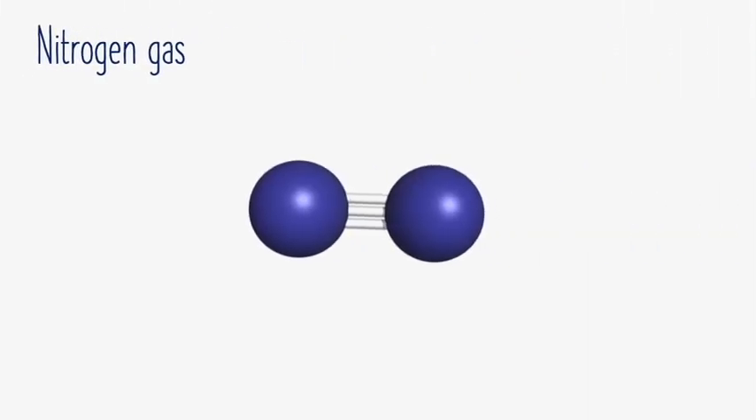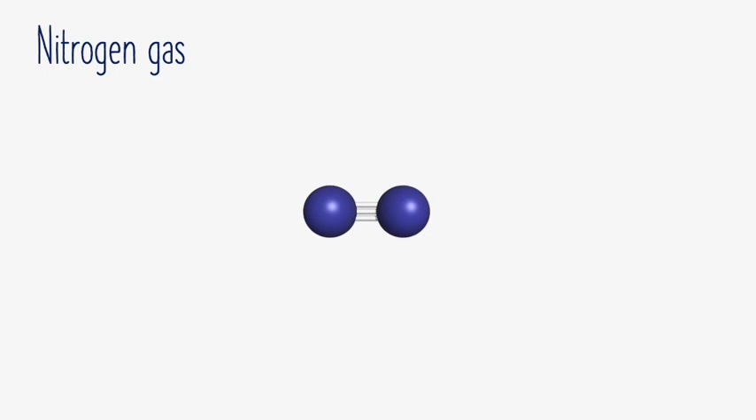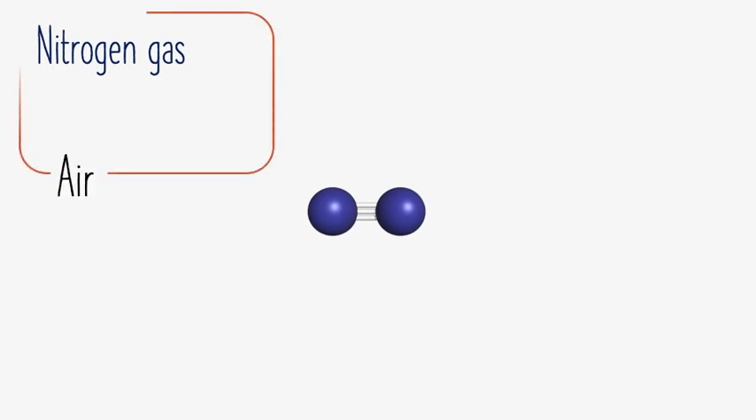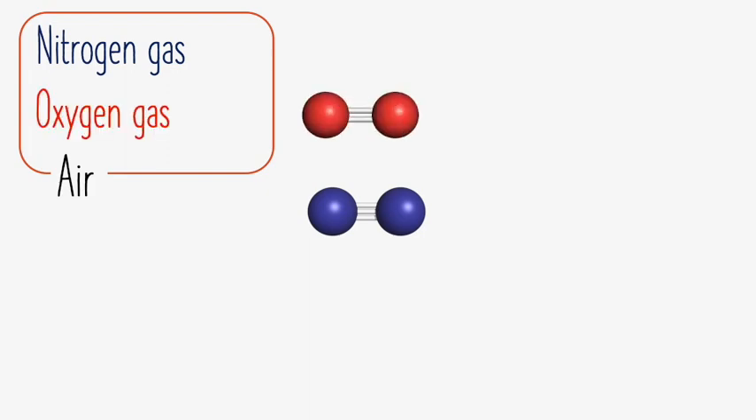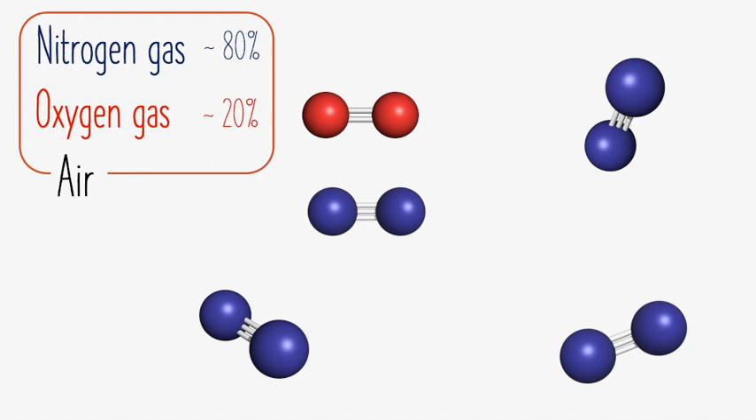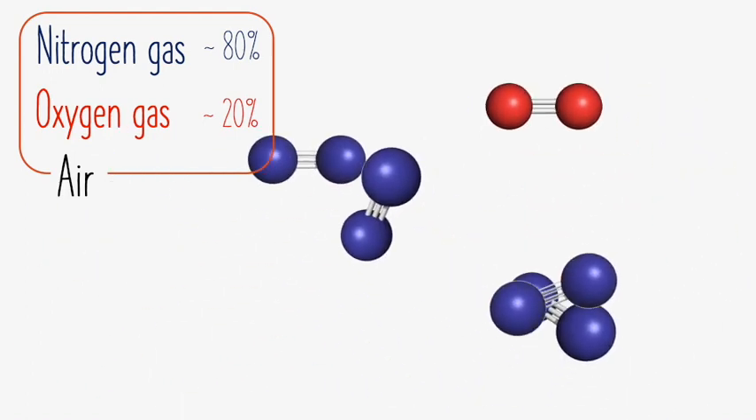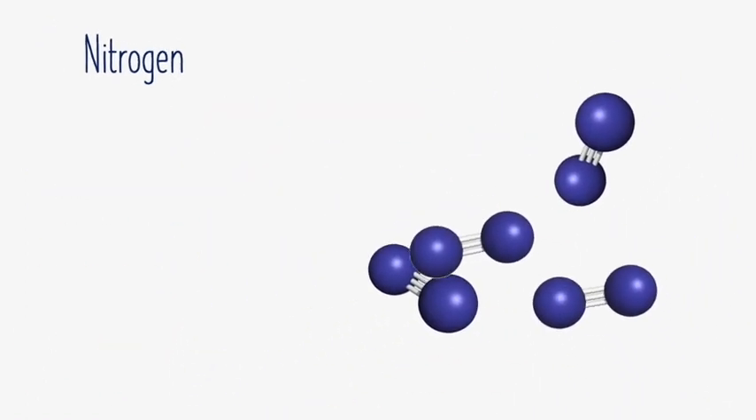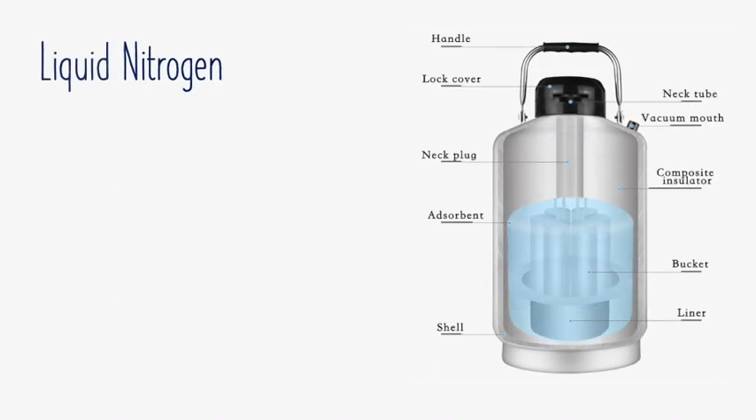Therefore, in nature, the nitrogen atom does not exist as an individual particle, but as a diatomic molecule called nitrogen gas. You may be asking where you can find nitrogen gas in nature. Actually, nitrogen gas is in the air that you breathe every moment. Besides nitrogen, the air also contains oxygen gas with the approximate proportion of 20%, and of course, nitrogen makes up the rest, 80%. As we lower the temperature to minus 196 degrees Celsius, nitrogen gas turns to liquid.